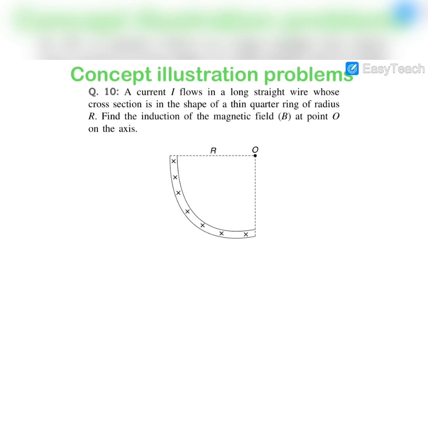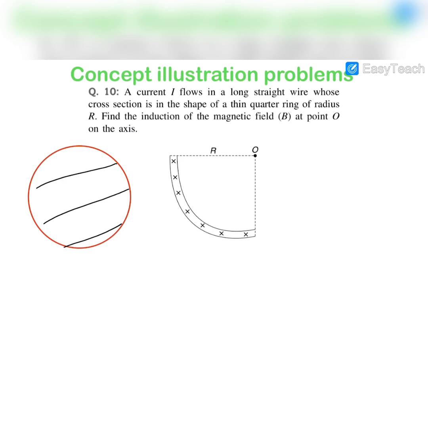In this question you can see that there is an infinitely long current carrying wire, but you are watching the cross section of this wire. So you can just imagine that there is a cylindrical wire. You can see the cross section of this wire, which, as the cross section of a cylinder, is a disc. So you are watching the cross section of this infinitely long wire.